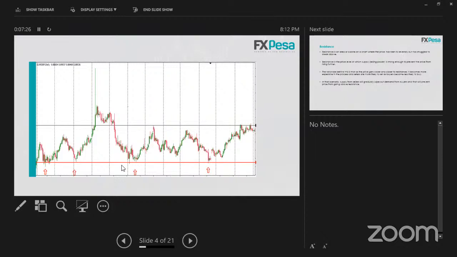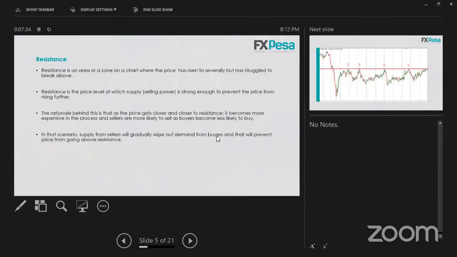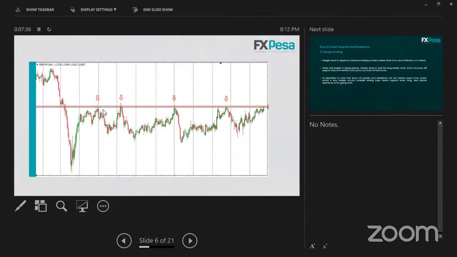So this is the lowest price where we should buy this market when it is ranging, or in a neutral movement. On a resistance area or zone, this is where there is supply. There are sellers willing to sell this market at these highest prices. So these act as our highest prices in this case.